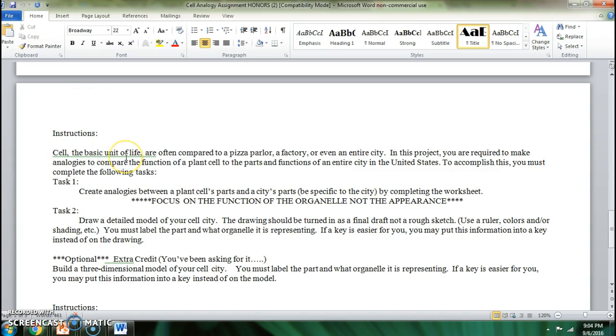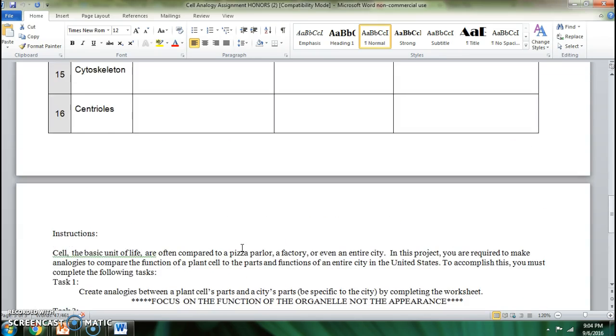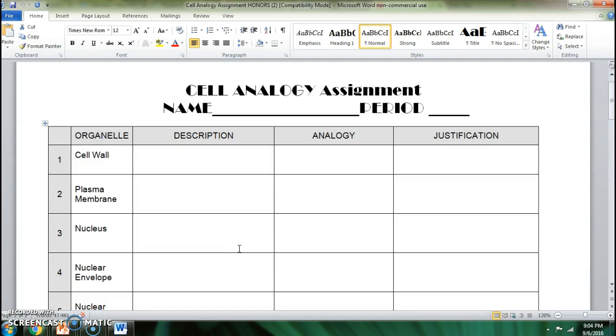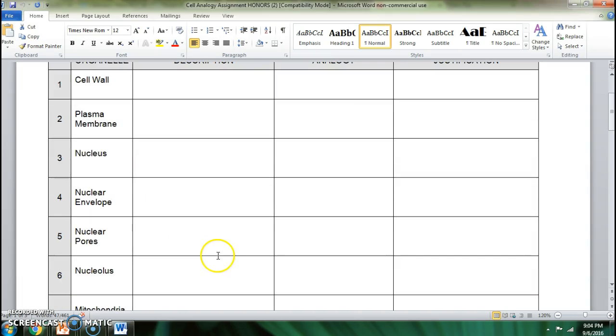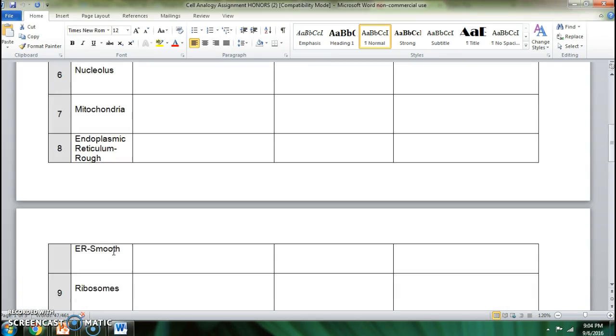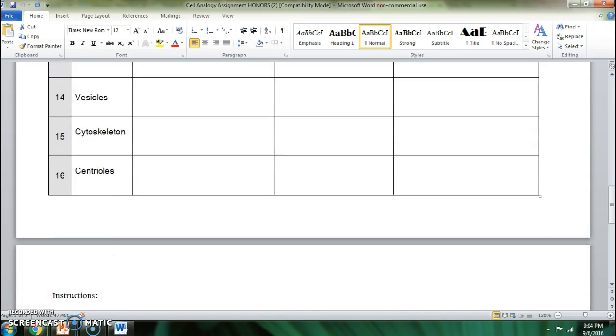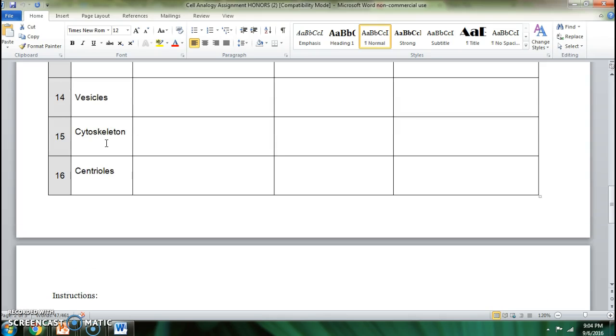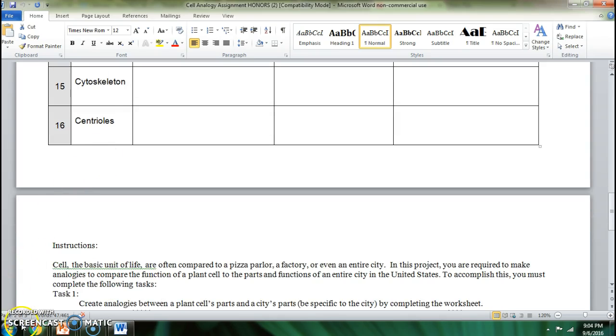All of this is going to be due on Monday, and then you have an optional extra credit, and this is going to be worth 10 points, but you have to build a 3D model. I will be in class tomorrow on Thursday, and I can give you more specifics, but the big thing that you should be working on is having this data table complete. So think about the analogy that you're going to use. Don't think about the shapes of the organelles, but how would you relate these structures to things or items in a city? All right, I'll see you guys tomorrow.